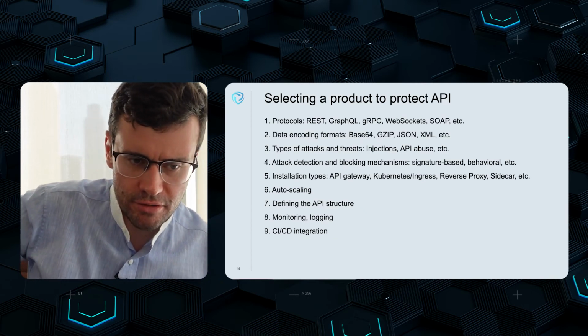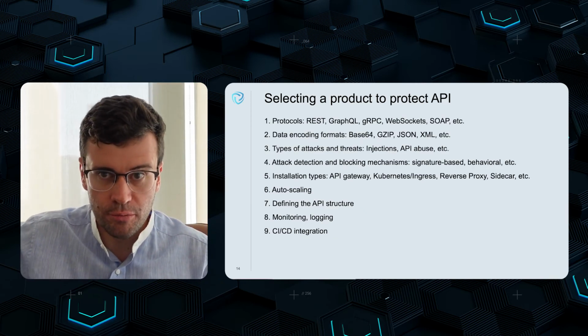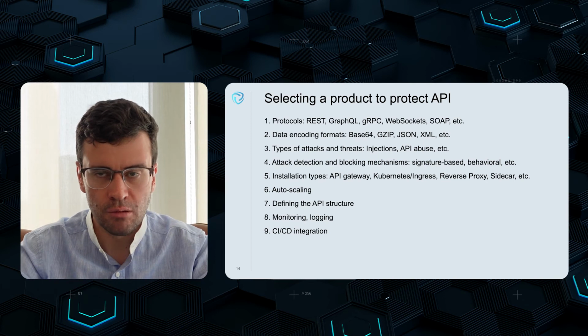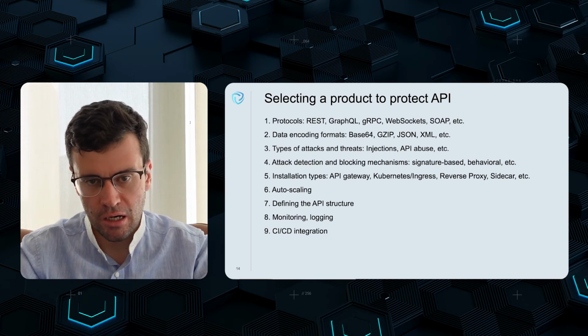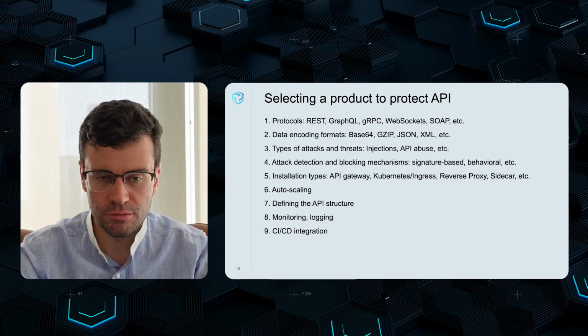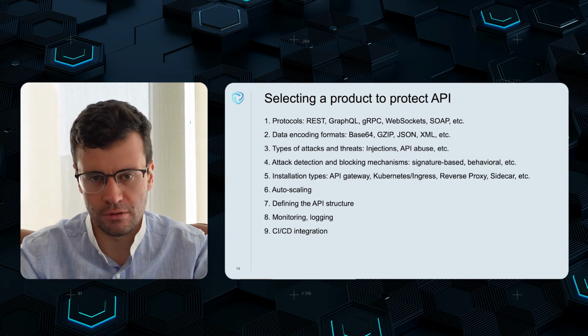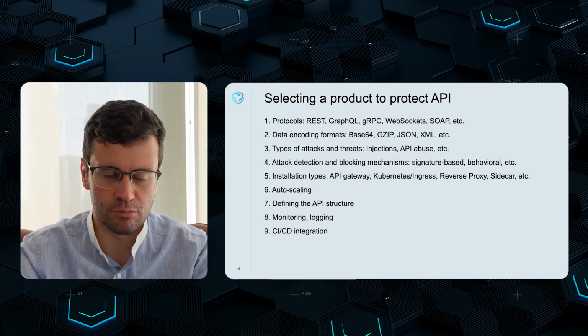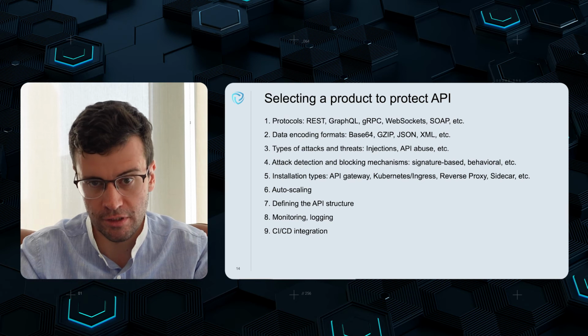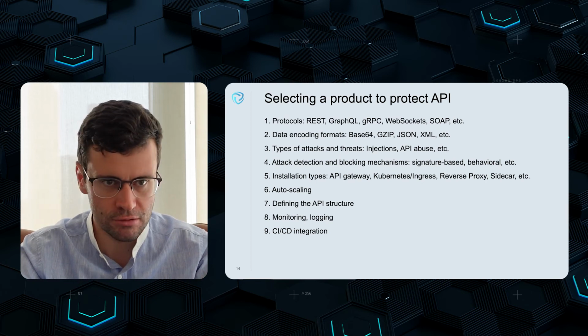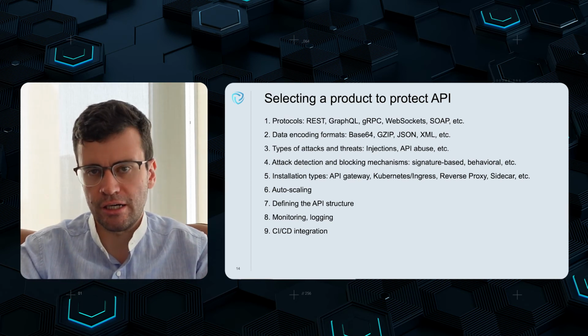Next, I've written out 9 key criteria by which API security tools are selected, just to guide the people who do support operations, security, developers, and business owners on how to select these defenses. The first criterion is protocol.